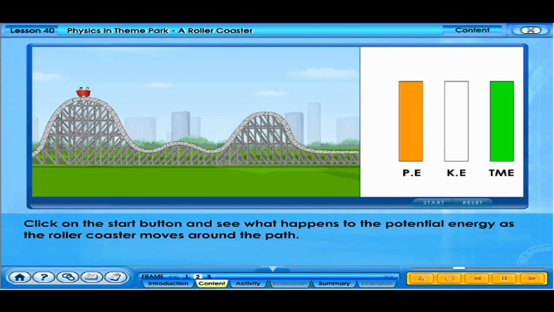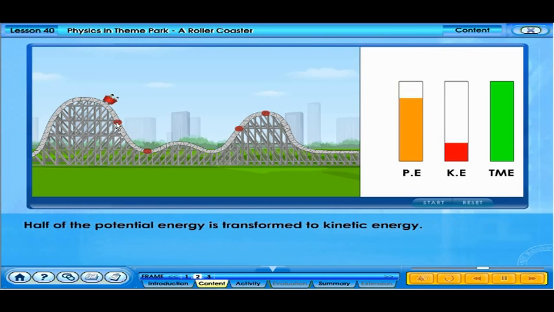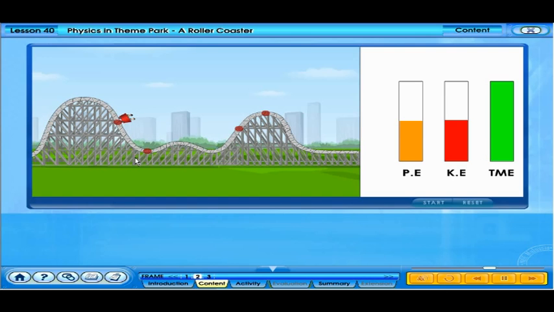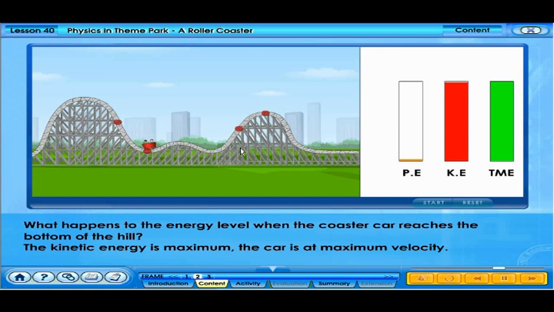Click on the Start button and see what happens to the potential energy as the roller coaster moves around the path. What happens to the energy level when the coaster car is halfway down the first hill? Click on the points to check on the energy level. Half of the potential energy is transformed to kinetic energy. What happens to the energy level when the coaster car reaches the bottom of the hill? The kinetic energy is maximum. The car is at maximum velocity.